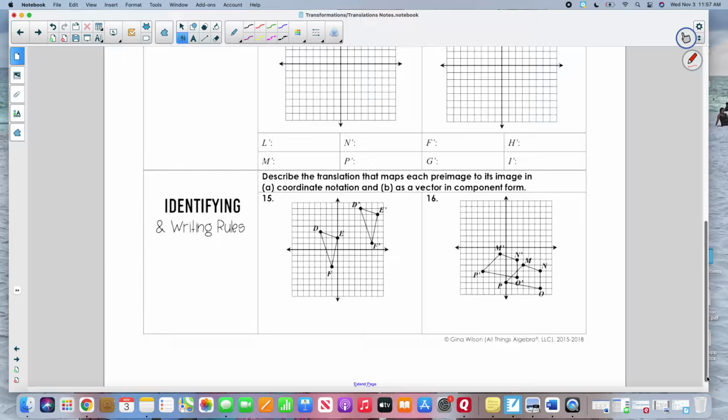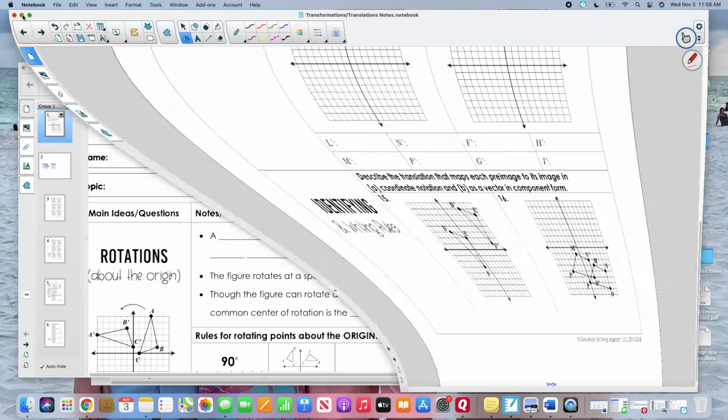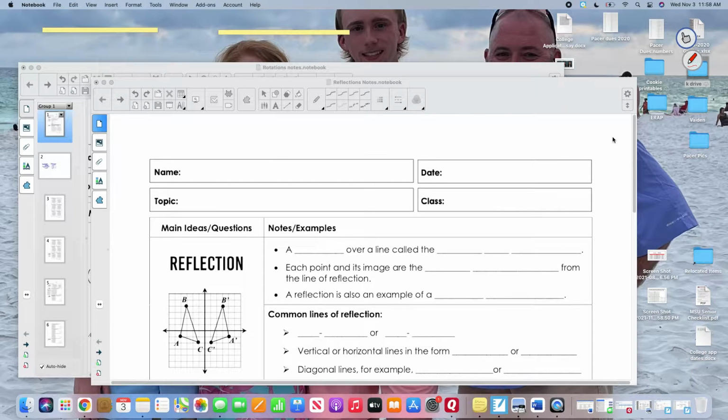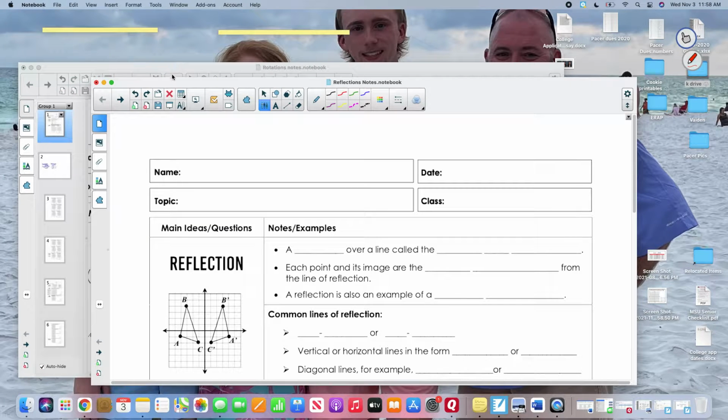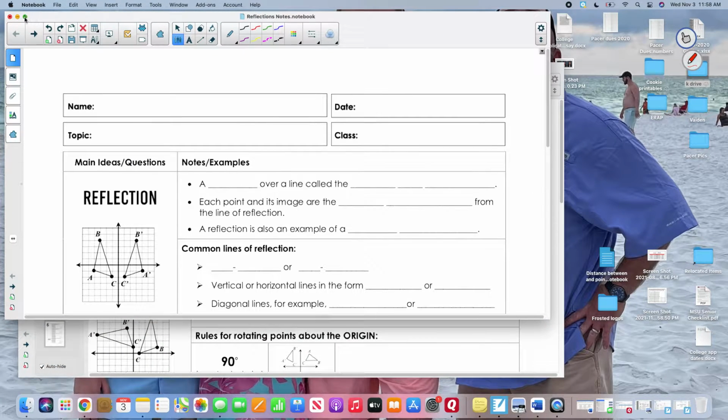Oh, good. Okay. Then I would like for you to get out reflections. If you insist. Oh, she insists. Be quiet. We don't jerk around. This is the fun.